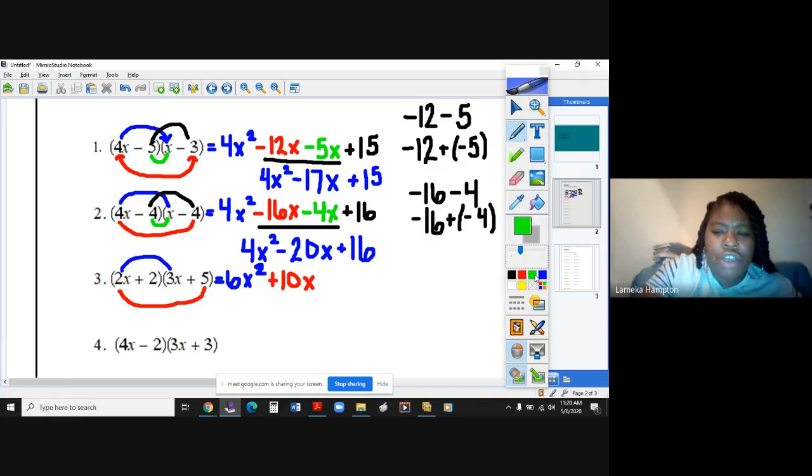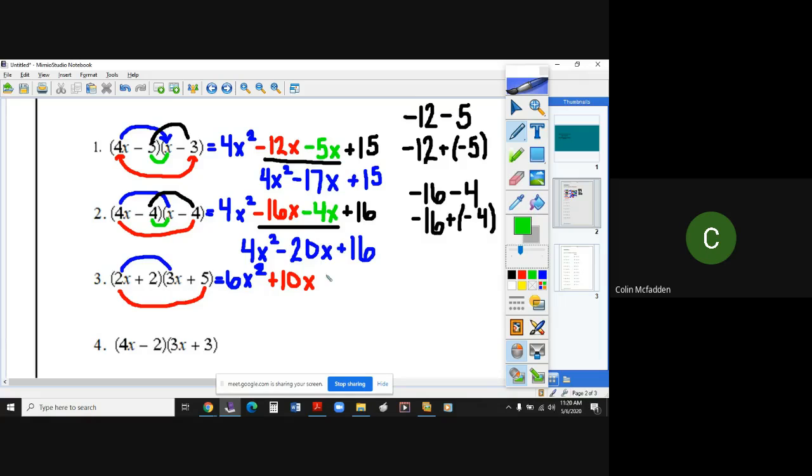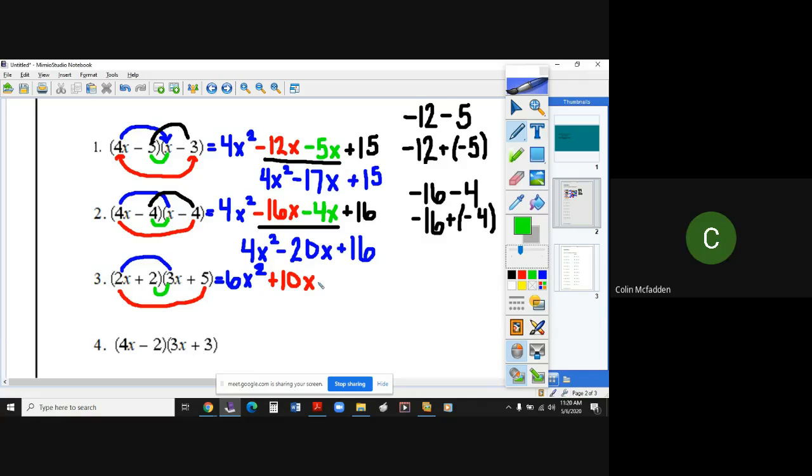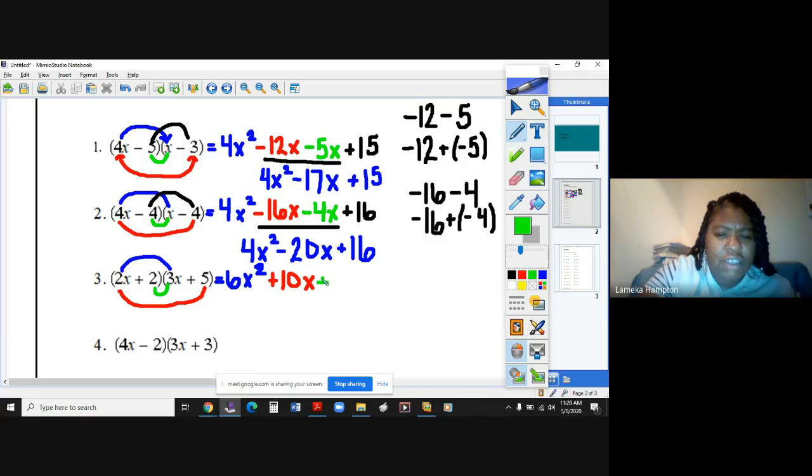All right. So now I'm going to go to the green. What are my inner terms that I'm multiplying? 2 times the 3x. Yes, sir. 2 times the 3x. And that gives me what? 6x. All right. We're on a roll now. We're cooking. And last but not least, what are my last terms that I'm going to multiply?